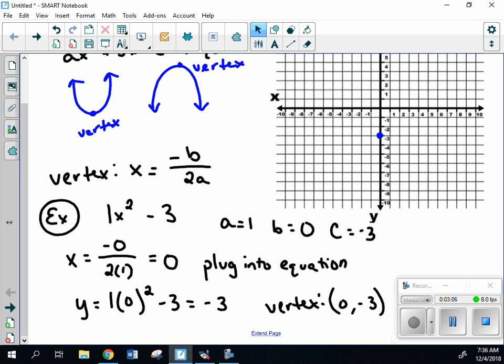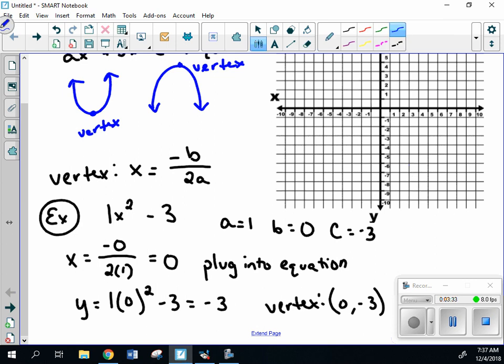So why is this vertex important? This vertex tells me that if I go to the left or the right, those points are going to be the same. They're going to be symmetrical. I know where the curve is going to go. My curve is either going to go up here or it's going to go down here like this. That's what I know from that situation because I have that vertex point.